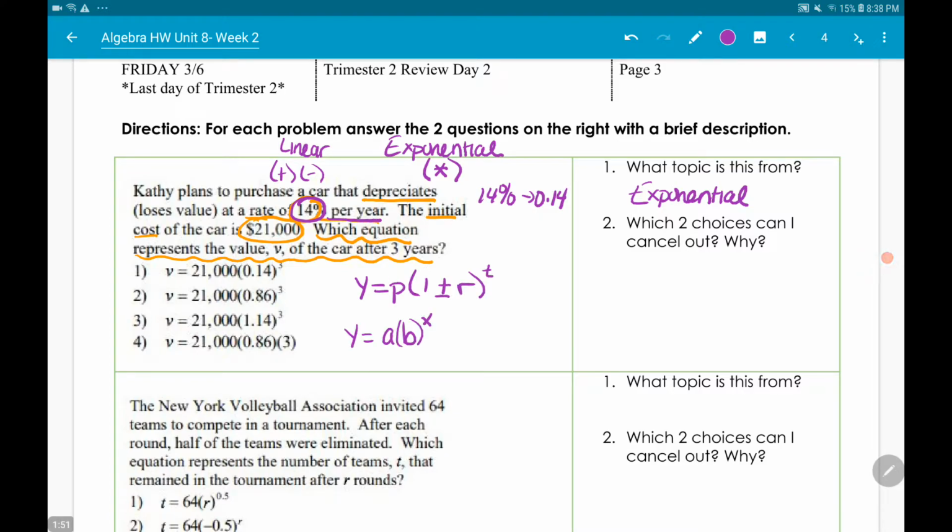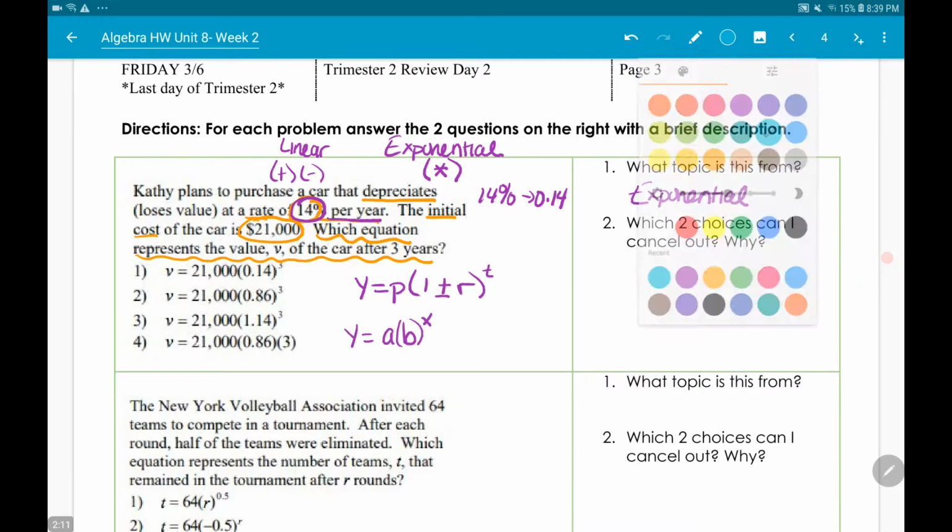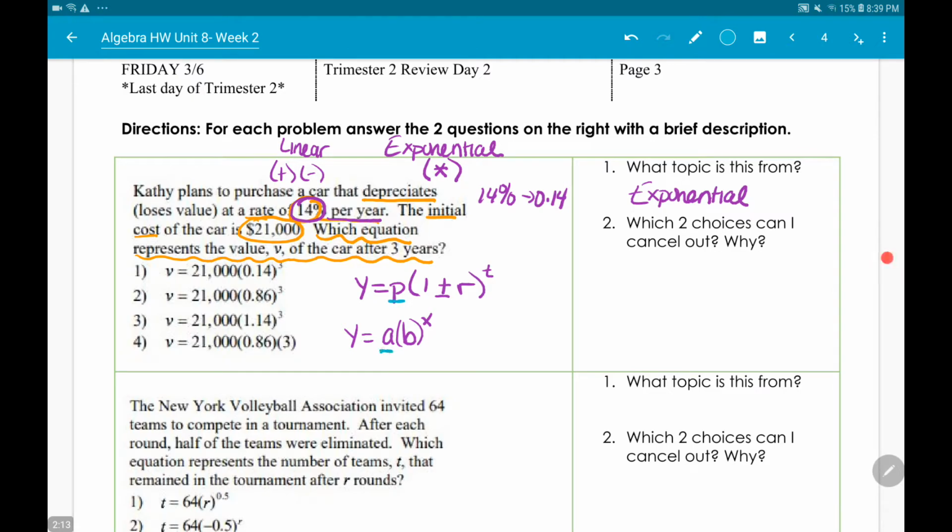All right, these are the two equations, guys, that we have for exponential. y equals P(1 plus r) or (1 minus r) to the t, or y equals a b to the x. Remember, here we have a percent. So right off the bat, we know that these first two values, the P and the a, are our y-intercept, which is our initial value. Our initial value is 21,000. They all have 21,000, not helping us.